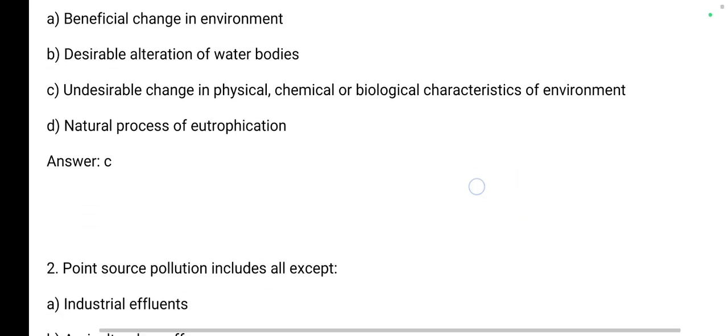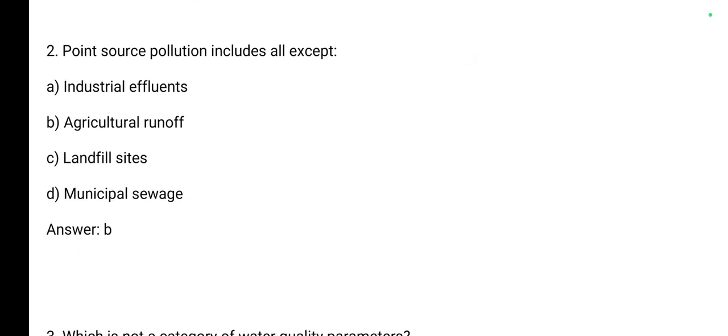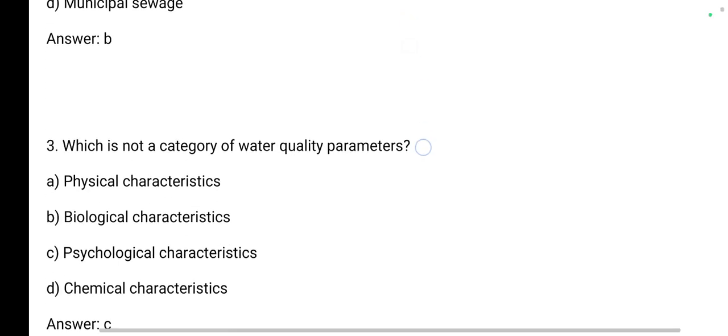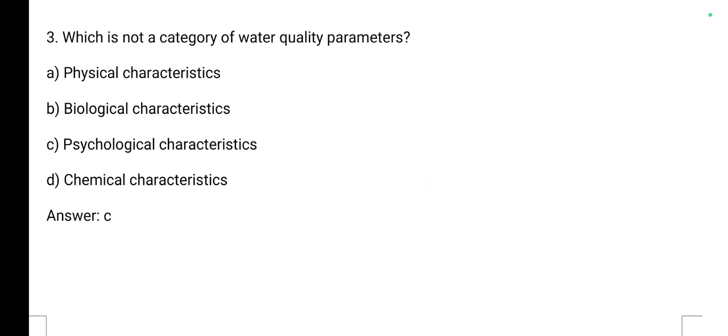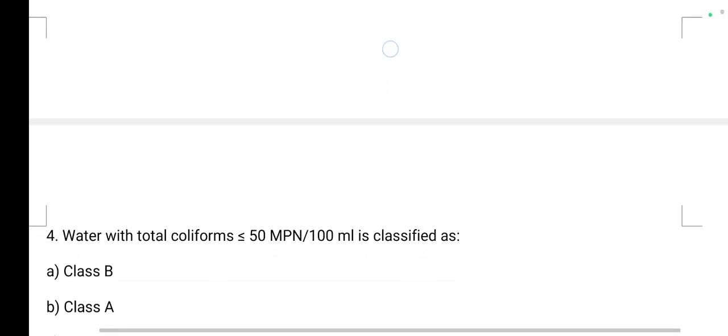That is option C. Point source pollution includes all except, so the answer will be option B, that is agricultural runoff. So this is the exception. Otherwise, industrial effluents, landfill sites, municipal sewage, these are all point source pollution. Which is not a category of water quality parameter? So the correct option will be option C, that is psychological characteristics.